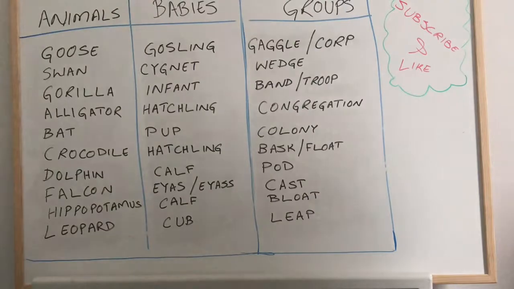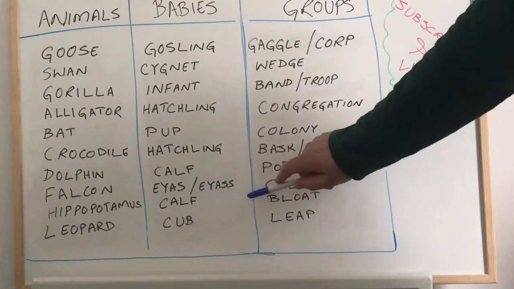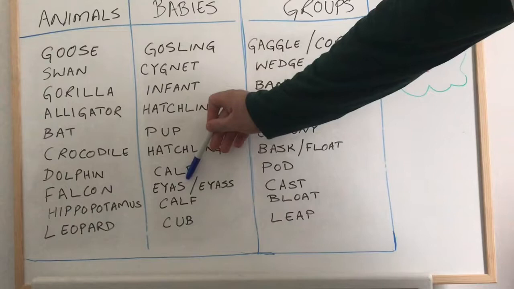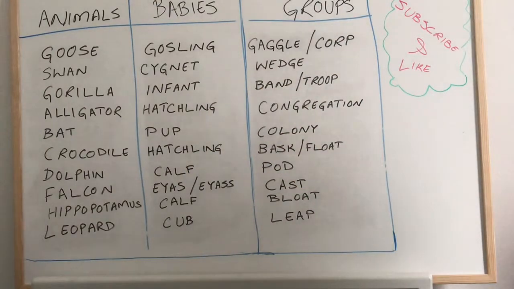Falcon. A baby falcon is called ayas. And this ayas could be spelled in two ways. It has a single S at the end or a double S at the end. A group of falcons is called caste.